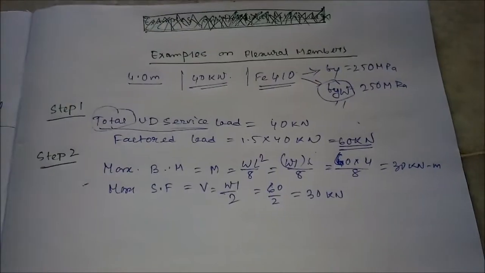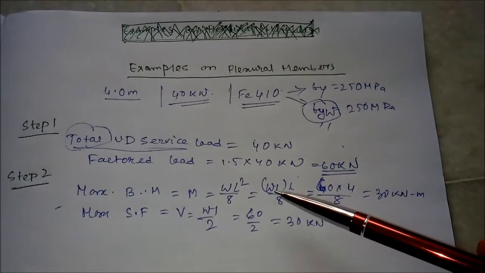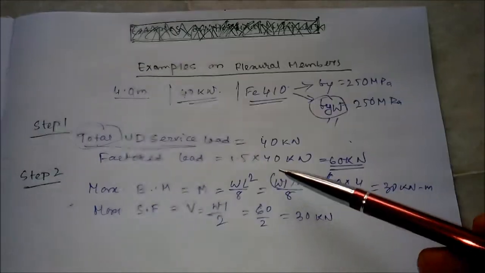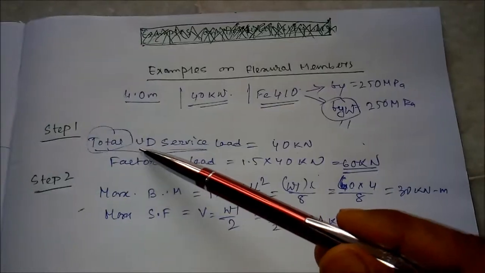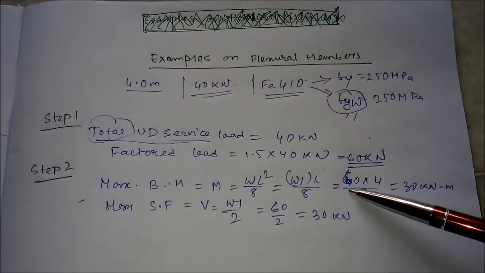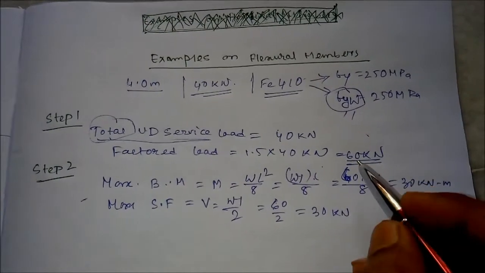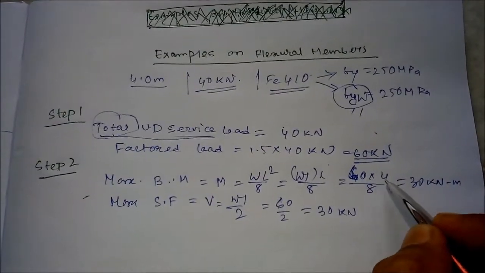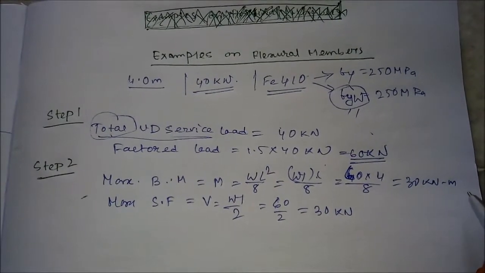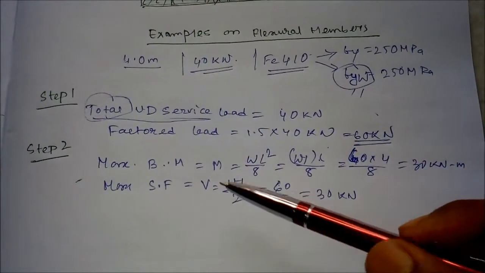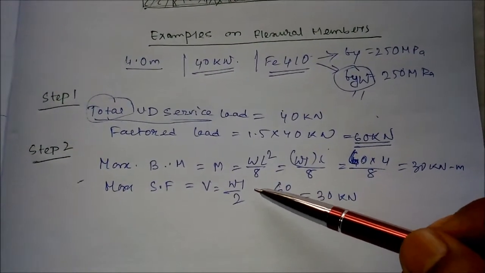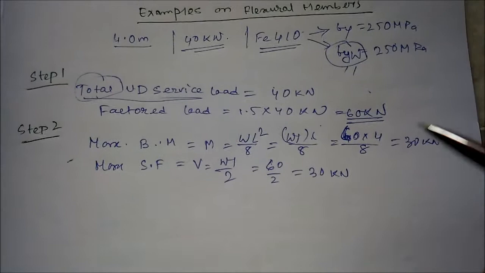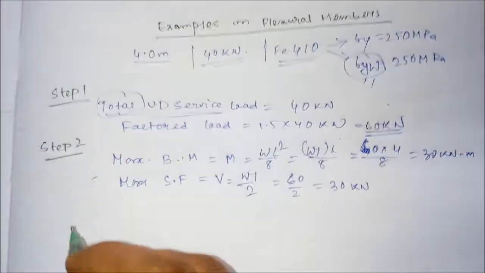This is a simply supported beam having UDL throughout the length. So maximum bending moment will be WL square by 8, right? We can split it as WL into L by 8, and WL is the total weight. In this case the total weight is given, so WL is 60, multiplied by the length 4, divided by 8. So this will be 30 kilonewton meter. And the maximum shear force for this case will be WL by 2, that is 60 by 2, that is 30 kilonewton, right?